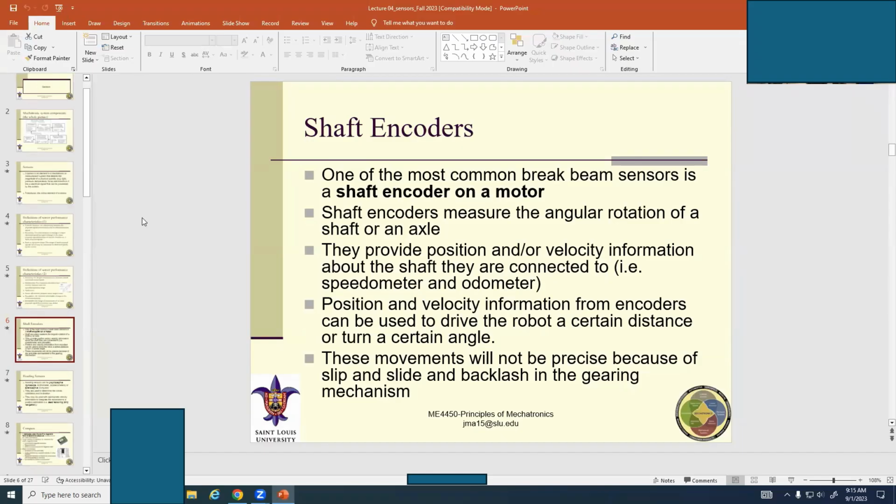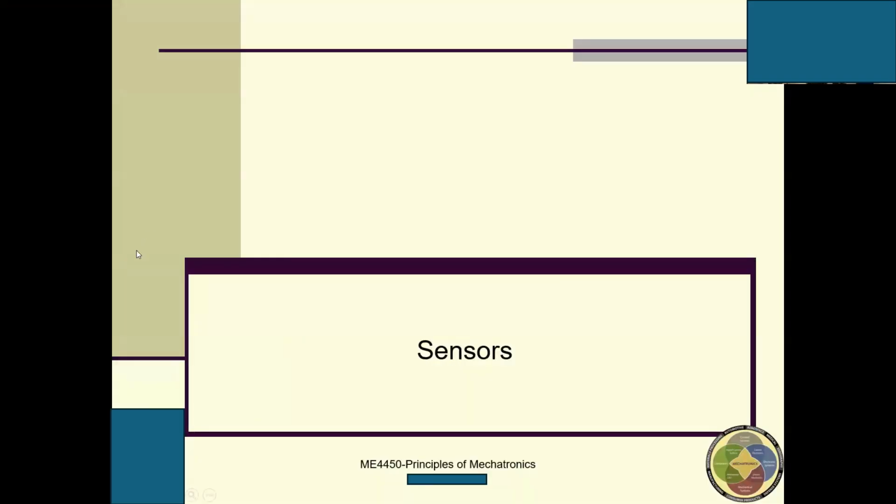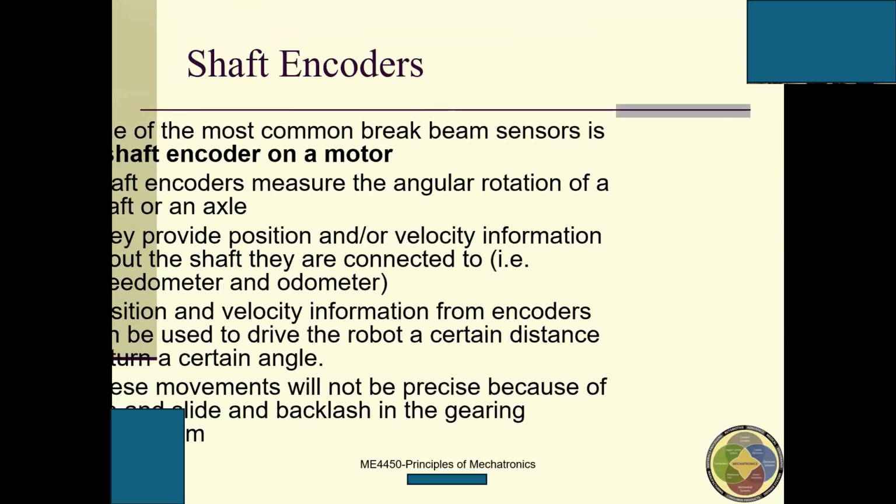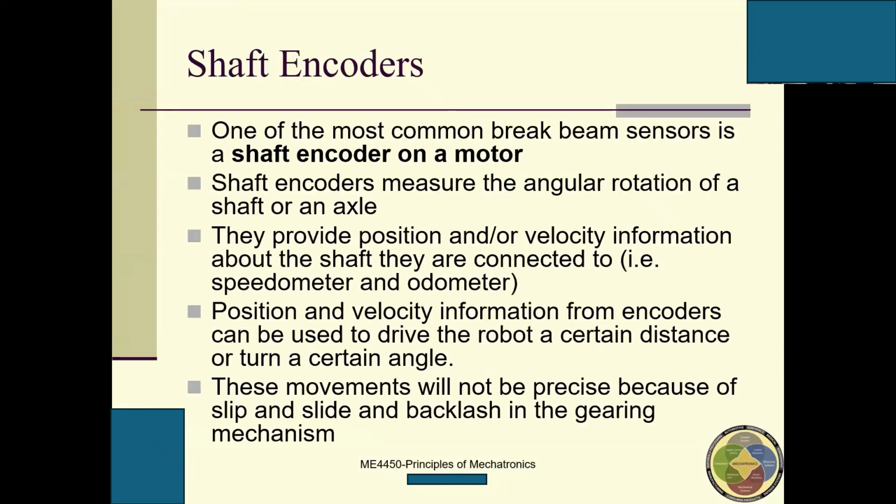The shaft encoder. I will start with the shaft encoder. This is a proprioceptive sensor. This is a shaft encoder on a motor. It is used to measure the angular rotation of the shaft or the axle. They provide position and or velocity information about the shaft they are connected to. So this is like a speedometer or an odometer: how fast it rotates and how much angle it rotates.